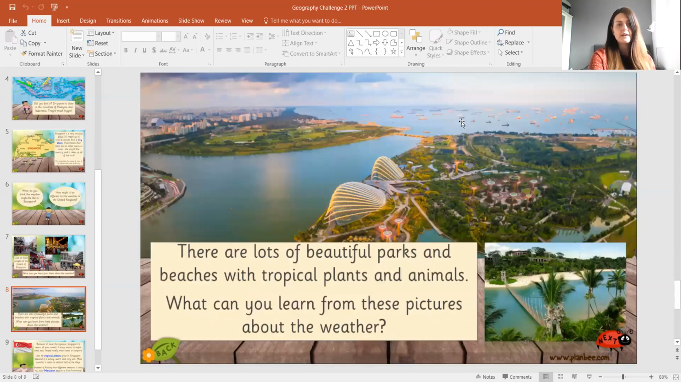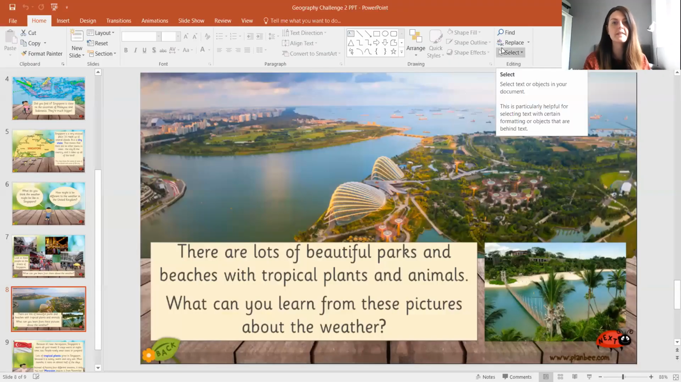Now in Singapore, there are lots of beautiful parks and beaches with tropical plants and animals. Now, what can you learn about the weather from these pictures? And maybe you might have heard of the word tropical before. Have a think about what that suggests about the weather as well. And also have a think about some of the activities that you can do there as well. So it says that there's plants and animals, so you might want to go and look at those. There's beautiful parks and beaches as well for you to go and visit.